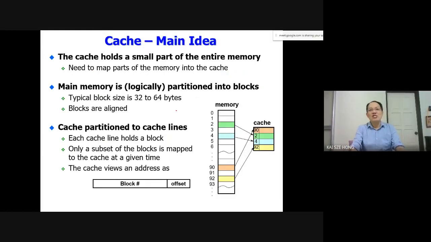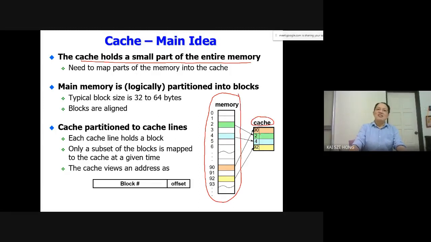So the main idea about cache is that the cache holds a small part of the entire memory. The memory is definitely a lot more. The cache will be smaller. How small is it? A lot smaller. Cache is definitely very, very small compared to the memory. So what can the cache do to help the CPU? It will copy the whole thing here, coming to here. This one we call a block, a block or a line. In our case, it's a line. You're doing it for a block first. A line or a block goes to here.